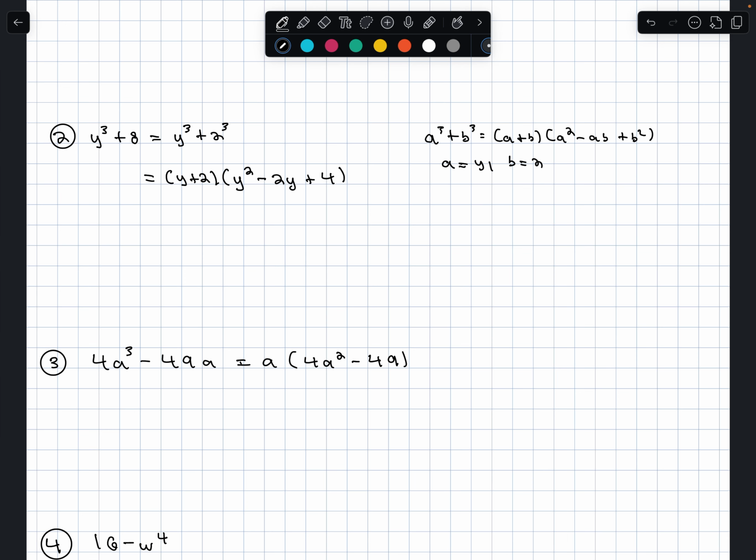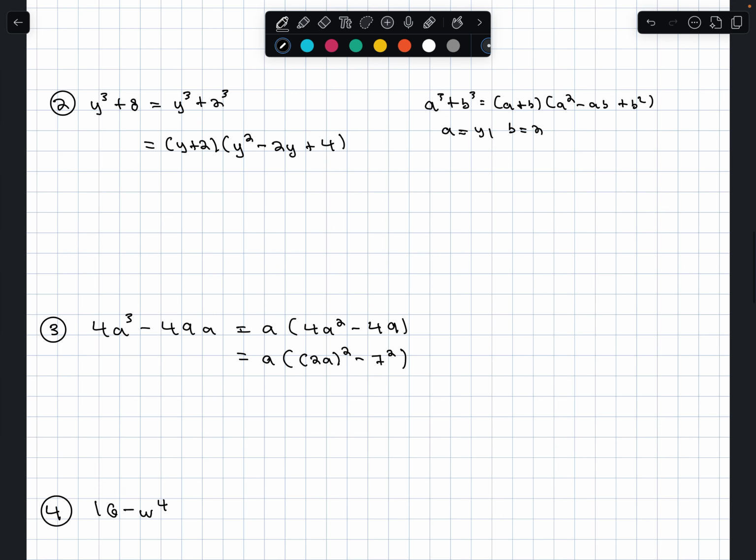Oh, and that actually does help us because now this isn't anything dealing with cubes. This is a difference of squares because this is the same thing as 2a squared minus 7 squared, right? 4a squared is the same thing as 2a, all of that squared. Okay, but by difference of squares, this is the same thing as 2a minus 7 times 2a plus 7.